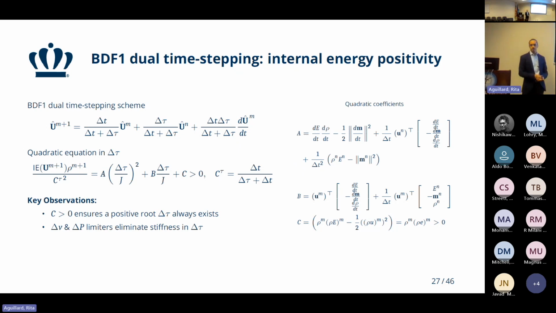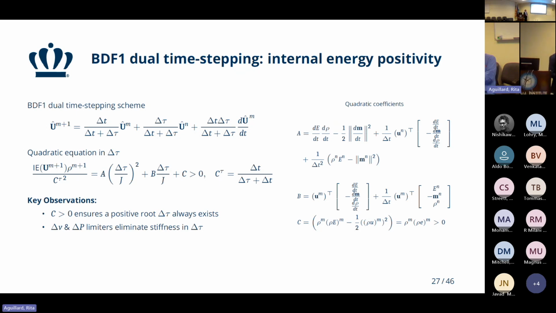Fortunately, the internal energy positivity is pretty much the same because it relies on the intercept, which is C here. Or maybe let me explain this a little bit better. It relies on this quadratic equation, which we form by multiplying the density and the internal energy operator. And so this gives us a quadratic equation. And this is the same as we would do for the explicit in time formulation. And the key thing is that the C coefficient is positive, which comes from the previous step. So we ensure the positivity in the previous step. Then we get a positive intercept, and that guarantees a positive root for delta tau here. And that would be the bound on the internal energy.